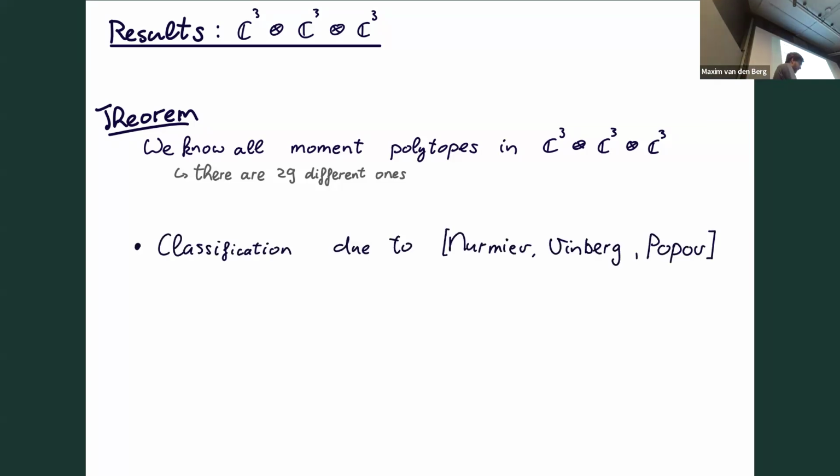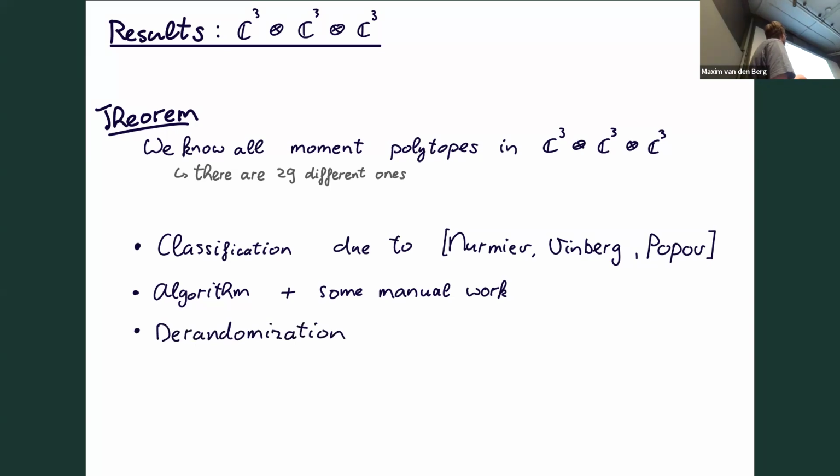The reason this is possible is because there's a classification of the orbits of tensors in this format, which is due to Nurmiev and Popov. And then we can use our algorithm to compute these moment polytopes. We also need to do some manual work. In this classification, there are also some continuous parameter families of tensors, and those we need to do by hand to deal with these parameters.